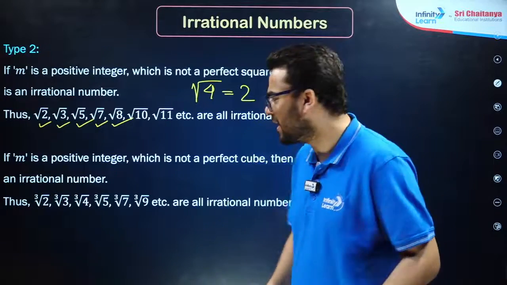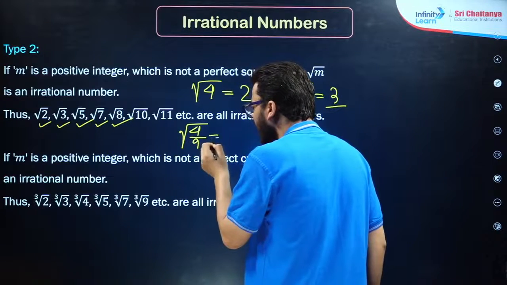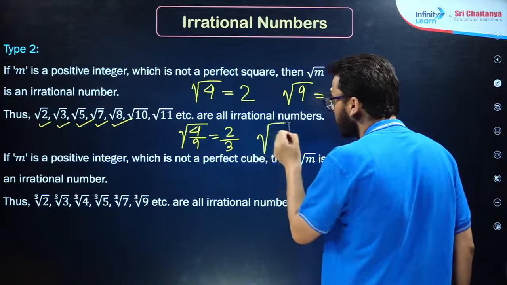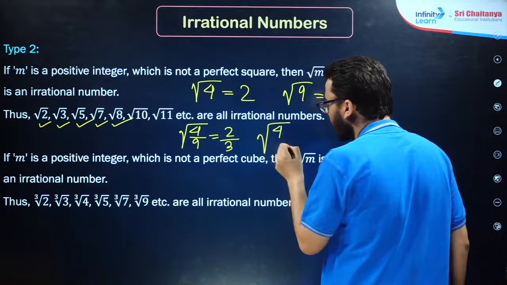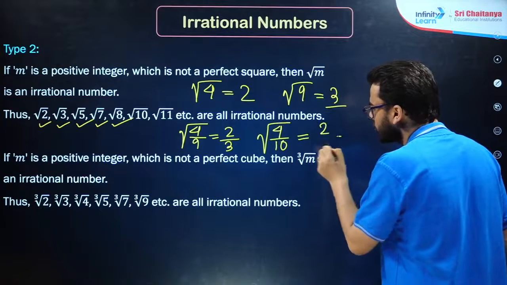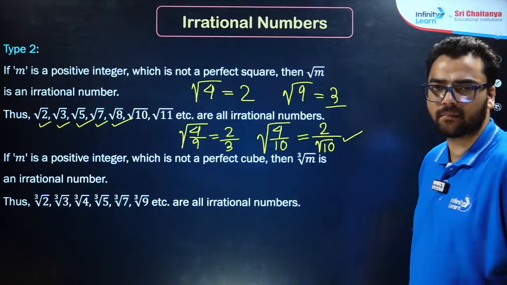That's it. For example, if I take the square root of 4 by 9 also, this is a rational number, right? But if you take the square root of, suppose, 4 upon 10, this is not a rational number. You can write it like this, 2 by root 10. This is not a rational number. This is an irrational number once again. Got that?